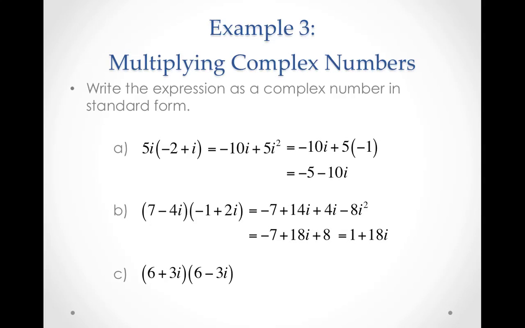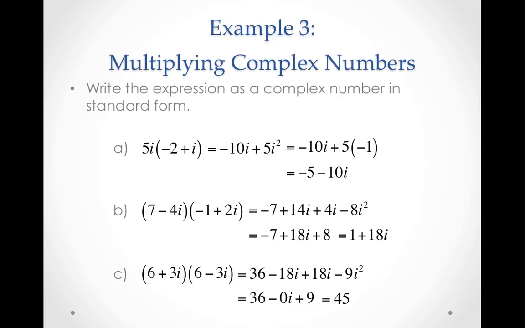Now in part C, you may notice that this is starting to look like one of the patterns we talked about last lesson. And if we FOIL it just to check it out, we can see that our -18i and our +18i cancel out. And if we replace the i squared with -1, then -9 becomes +9. So when we simplify all of this, we just end up with a real number answer of 45.